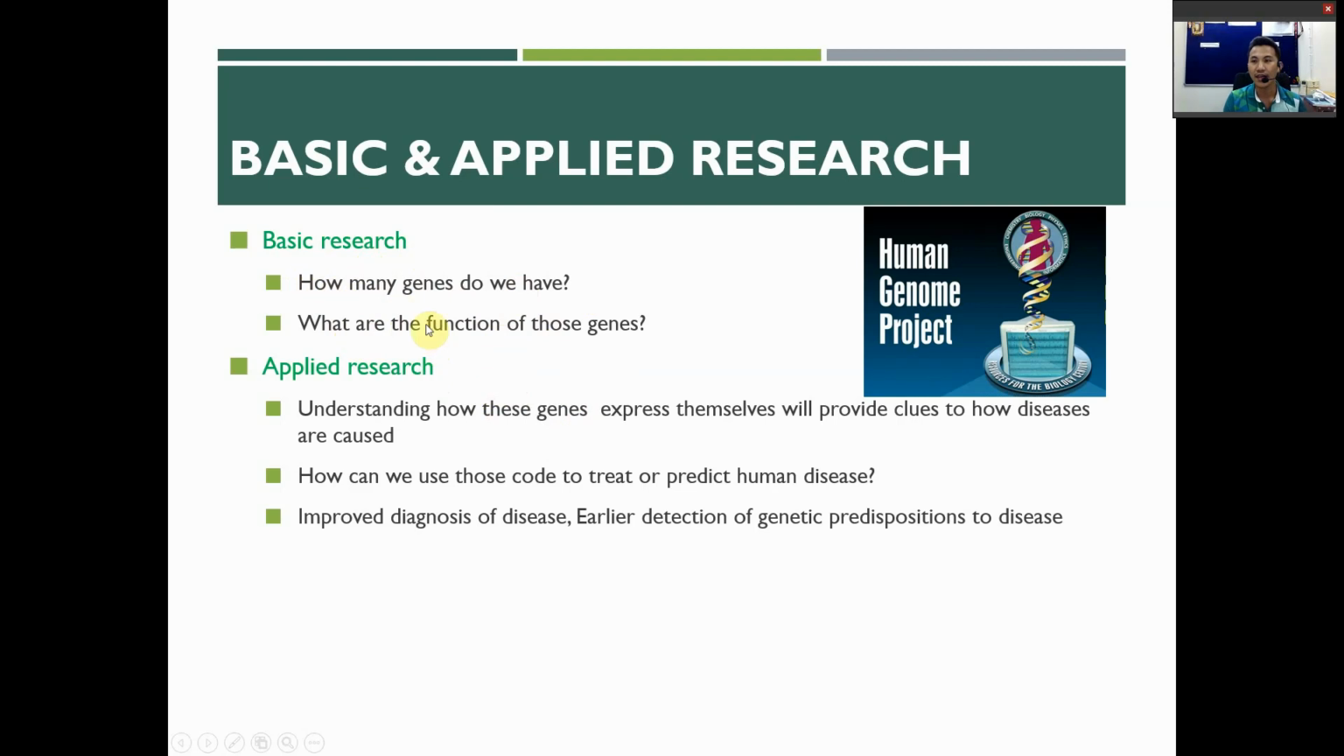But once we want to keep going on to applied research, the question will change into understanding how these genes express themselves will provide clues to how diseases are caused. This is technology. How can we use those codes to treat or predict human disease? Improve diagnosis of disease, earlier detection of genetic predispositions to disease, something like that.